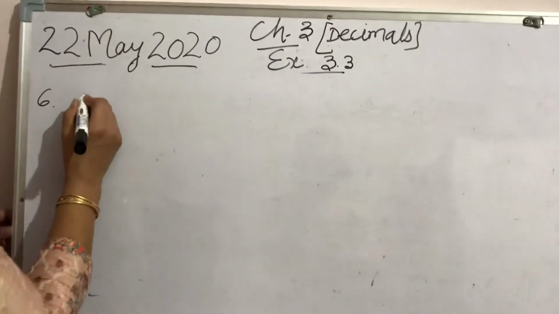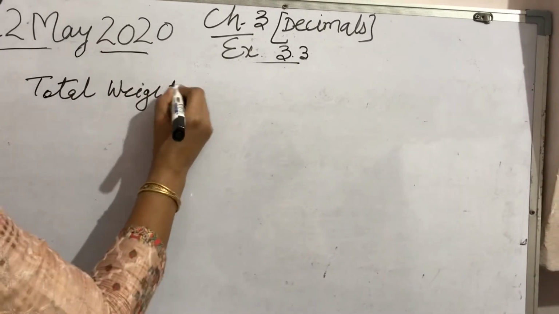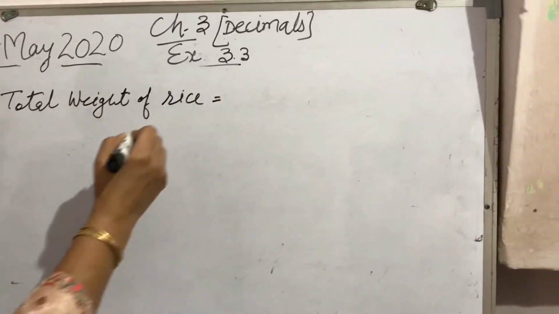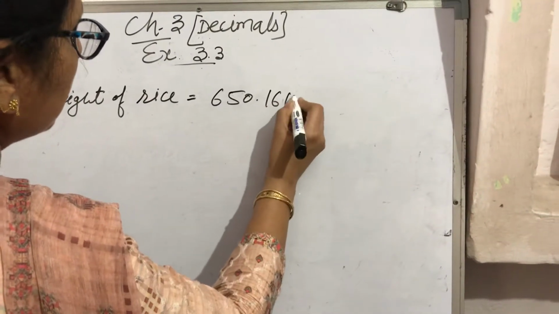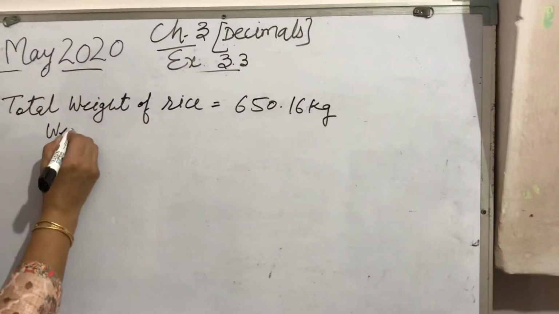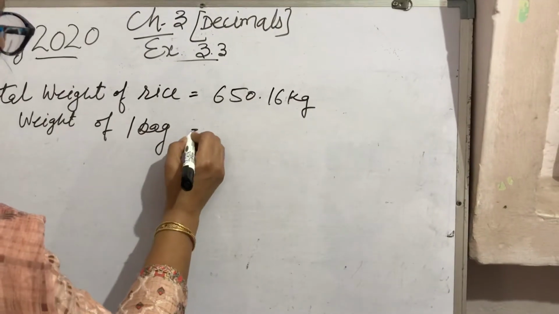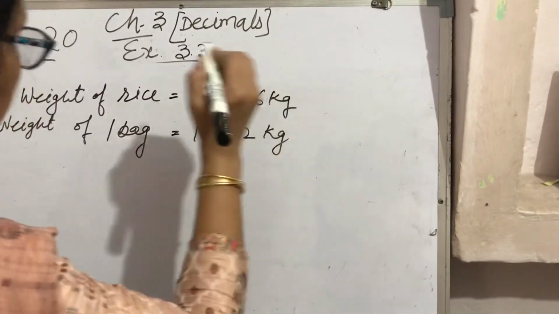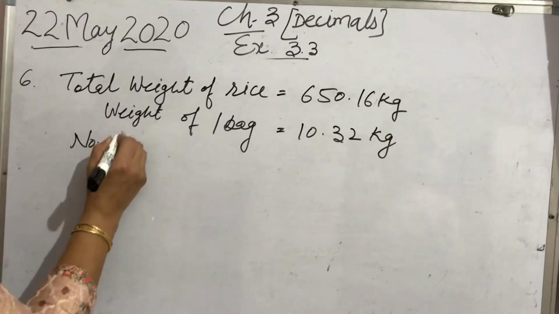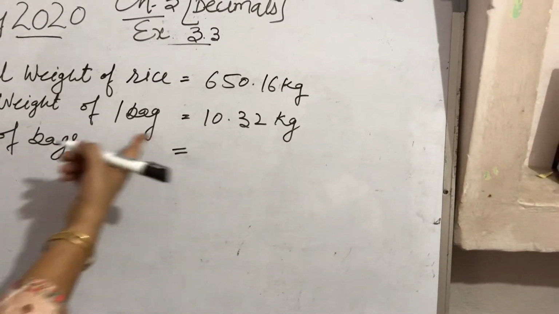So we can use a simple statement: the total weight of rice is 650.16 kg and the weight of one bag is already given, 10.32 kg. We have to find the number of bags. So for finding the number of bags, we divide the total weight by the weight of one bag.